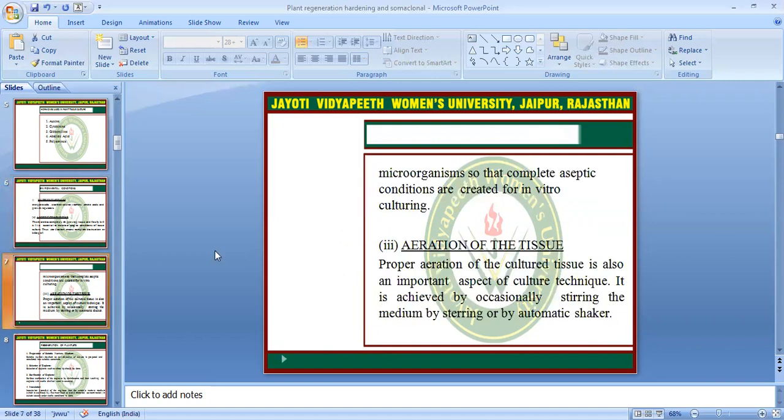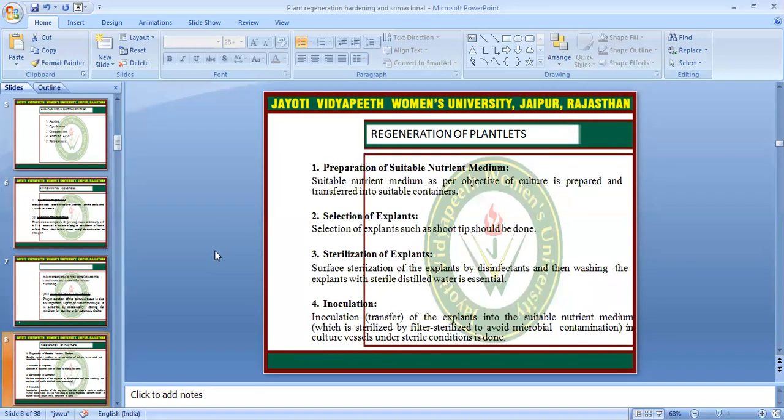Proper aeration of the culture tissue is also an important aspect of culture technique. It is achieved by occasionally stirring the medium, or by an automatic shaker if we are using liquid media. Now come to the regeneration of plantlets. It follows some steps.